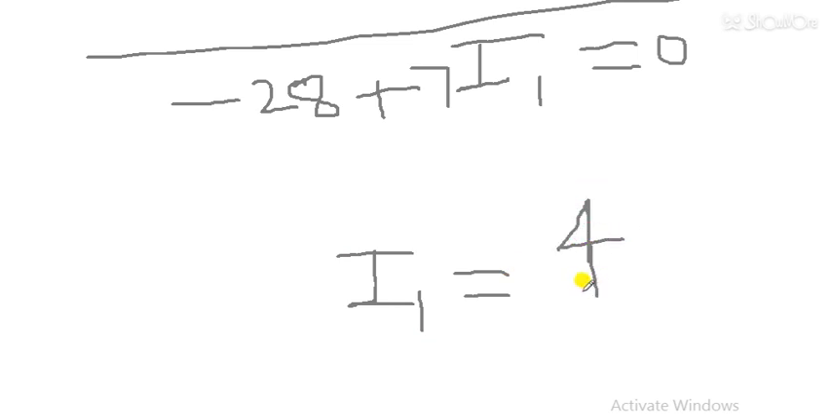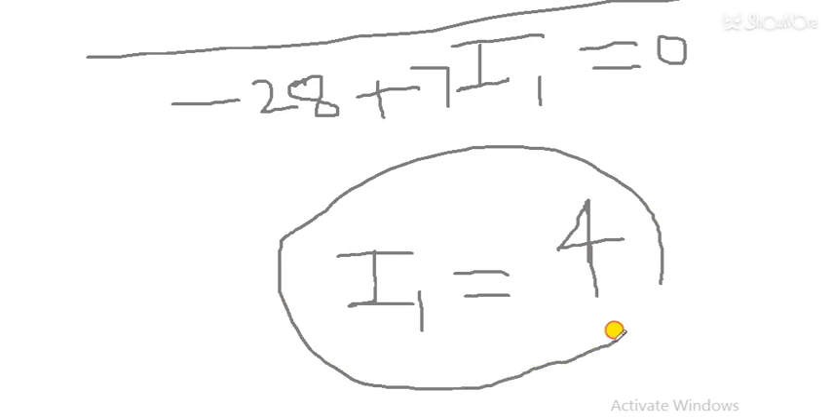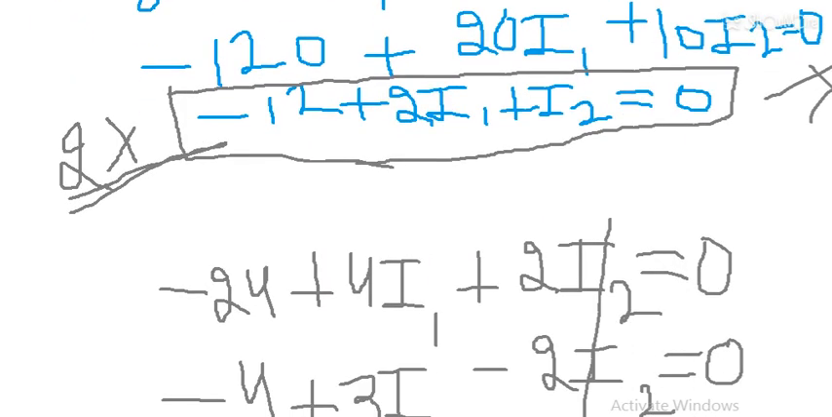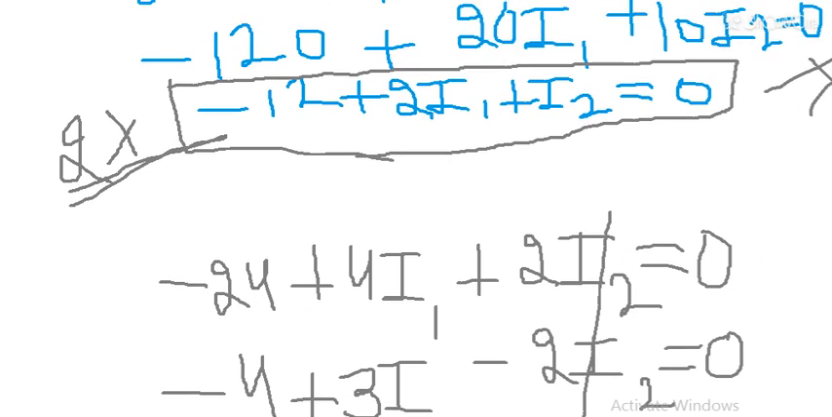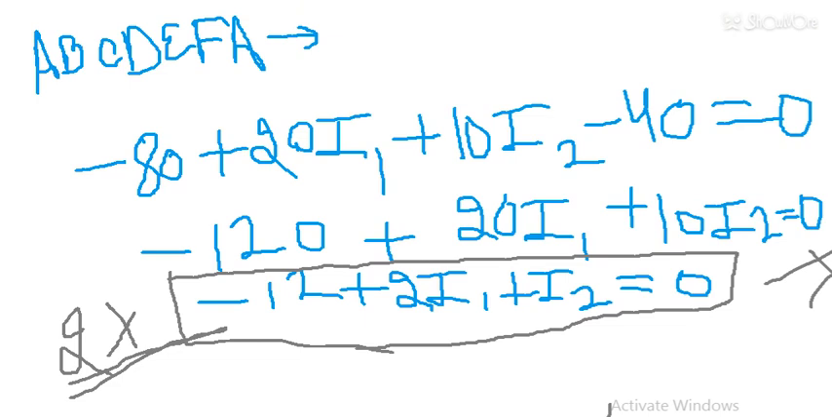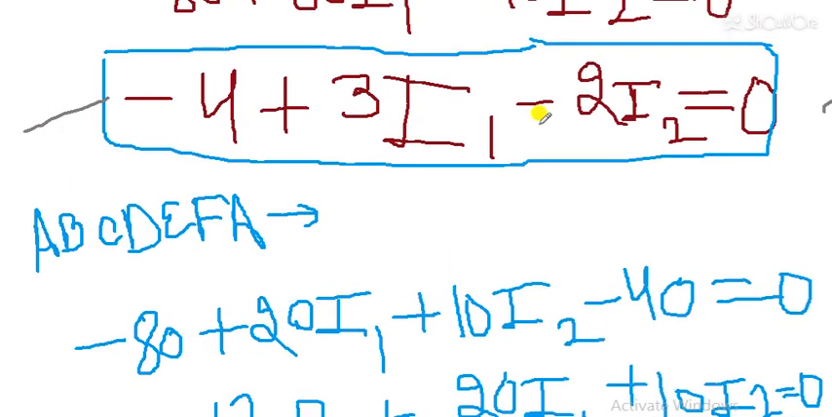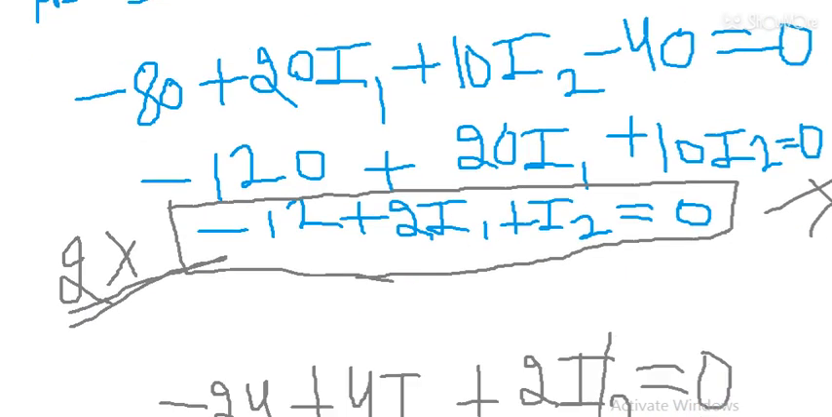So I1 comes out to be 4 ampere. I1's value is 4. So if I put I1's value in any equation, I can find the other values. So I put here the value of I1. I1's value is 4, so 4 times 3 is 12. 12 minus, so I will solve it. Wait.